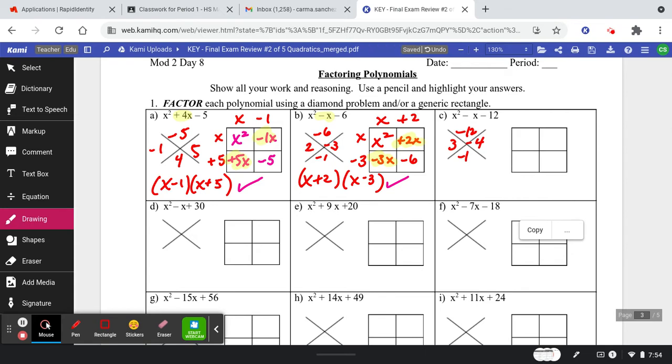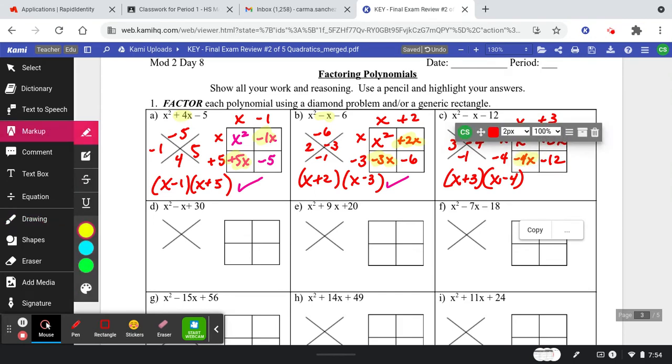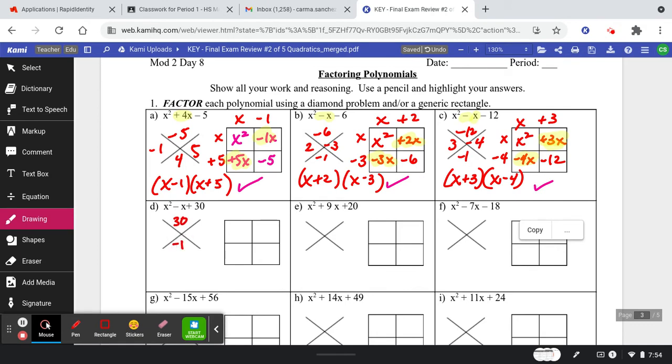Okay, so over here, what times what equals -12 and subtracts to -1? I'm thinking x plus 3, x minus 4. And so then I go test it out. I get x times x, 3 times x, -4 times x, -4 times 3. And I notice that -4 plus 3 does give me this -1x right here. Check. What times what equals 30 and subtracts to -1? Were you thinking 5 and 6?